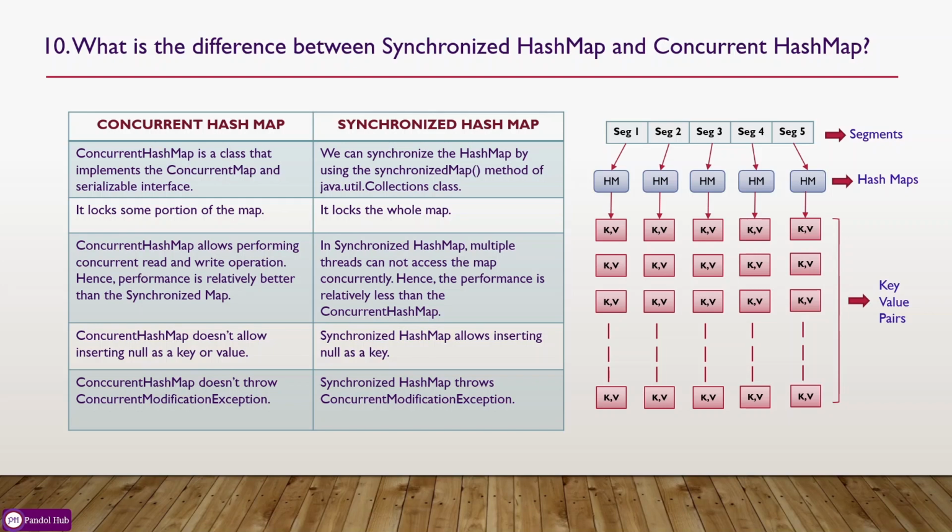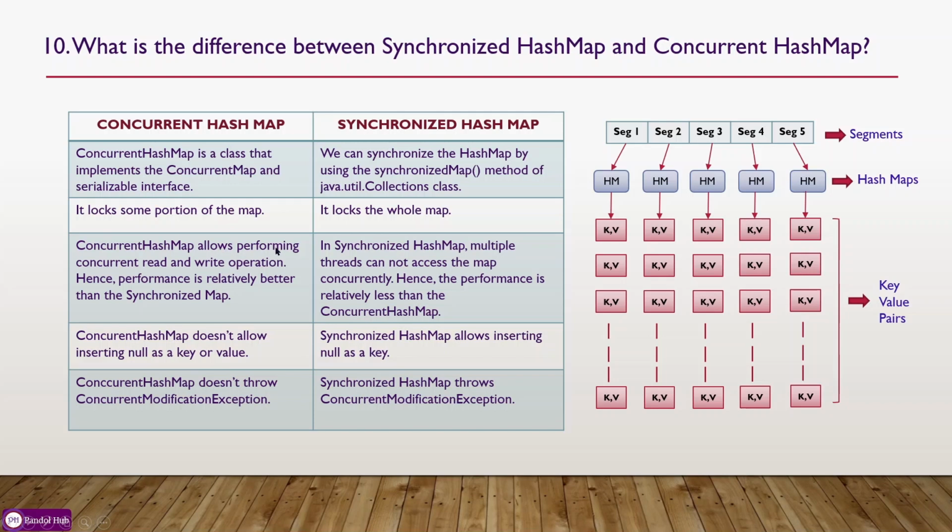That is, you are converting a normal hash map into a synchronized hash map using this method, so that it gives us thread safety. It locks the whole map. So what this says is, in concurrent hash map, instead of locking the whole map, only a part of it is locked. Whereas in the case of synchronized hash map, the whole map is locked.